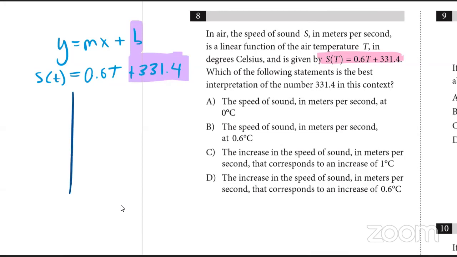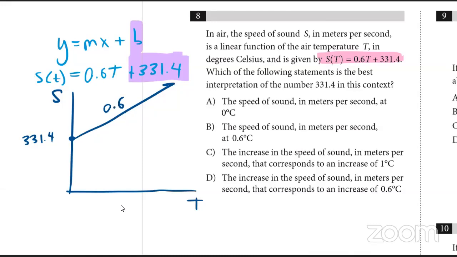Now this graph that they're giving us, it's got the speed of sound as a function of the air temperature. So the temperature is the thing that's going to change no matter what. It's going to change independently. It's the independent variable. And the speed of sound is the thing that's a function of t. It's a function of the independent variable, which is what y is always in equations like this. So you've got s and t right there. And the question is saying that it starts at 331.4. So that'll be your 331.4 and increases at a rate of 0.6.